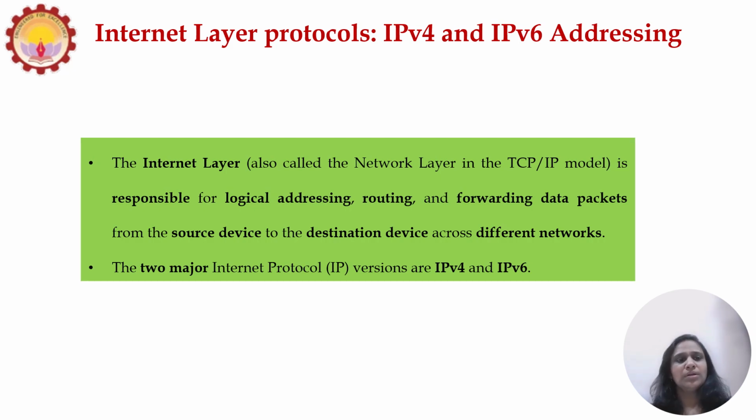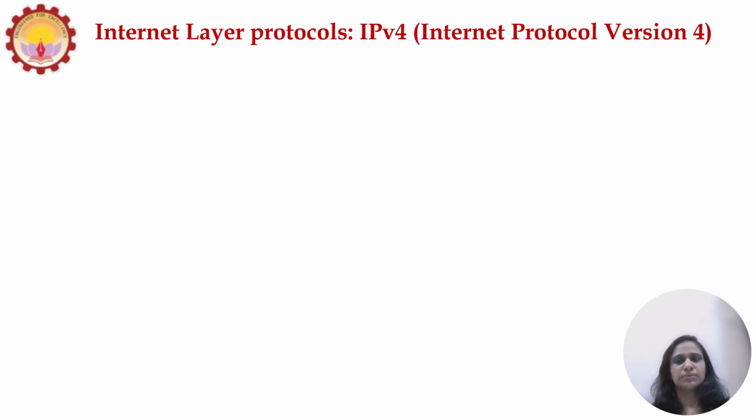Hello students. Now we are going to discuss the internet protocol layers, that is IPv4 and IPv6 addressing. So this internet layer, also called the TCP/IP model, is responsible for logical addressing, routing and forwarding your data packets from the source device to the destination device and across different networks. The two major protocols for the internet are two versions, that is IPv4 and IPv6.